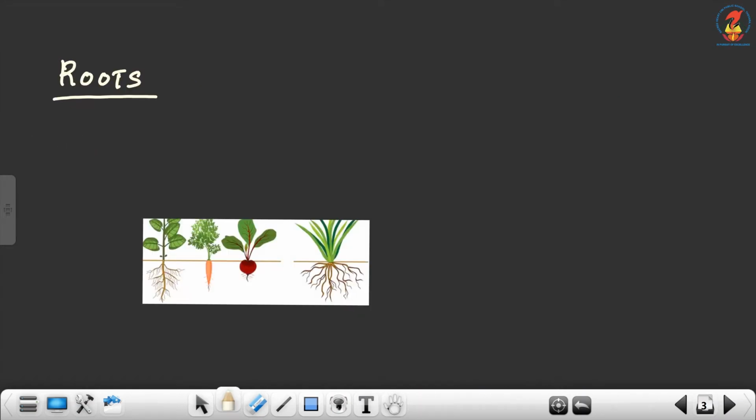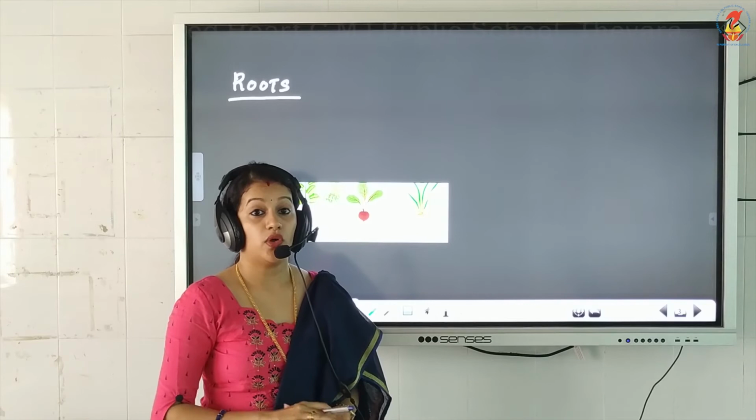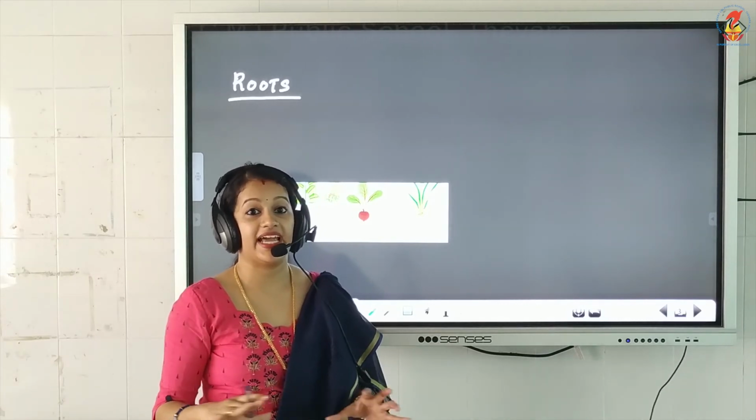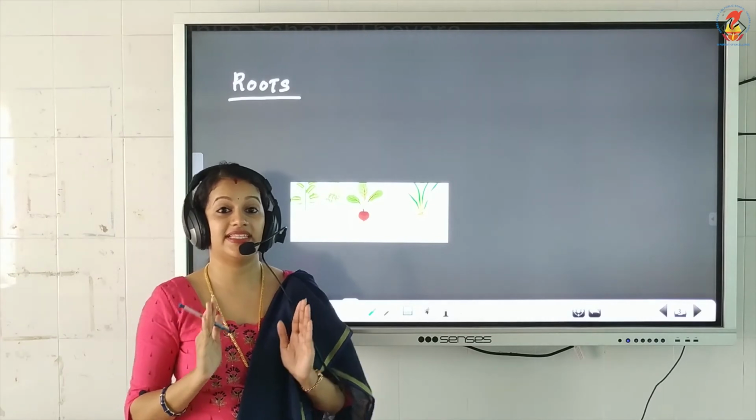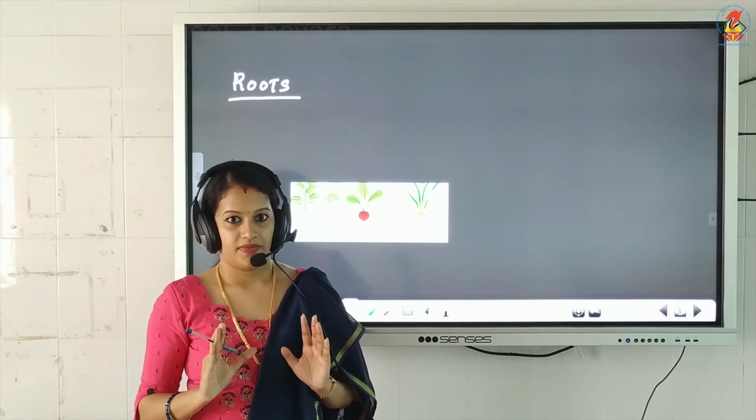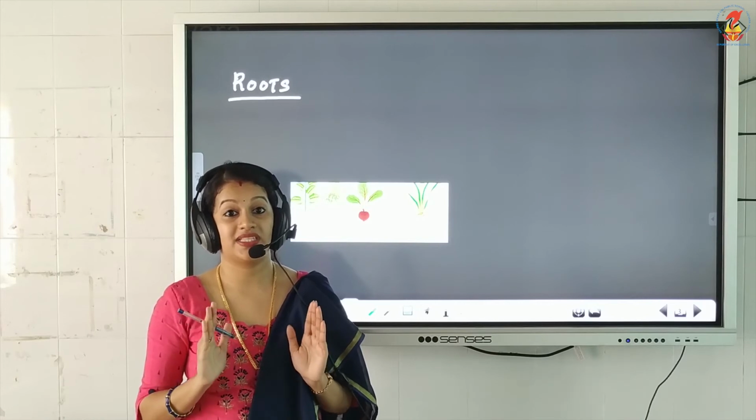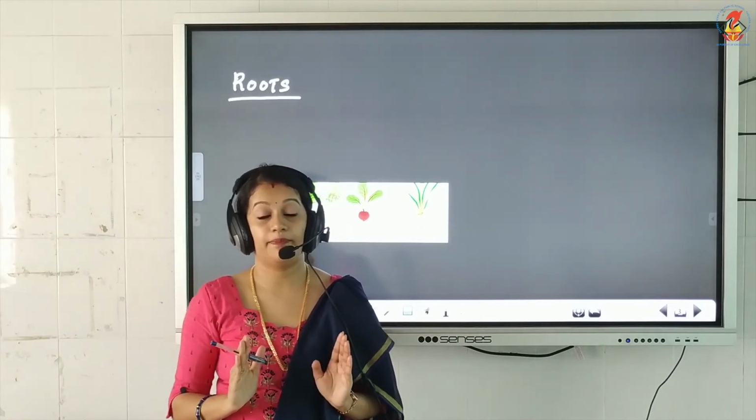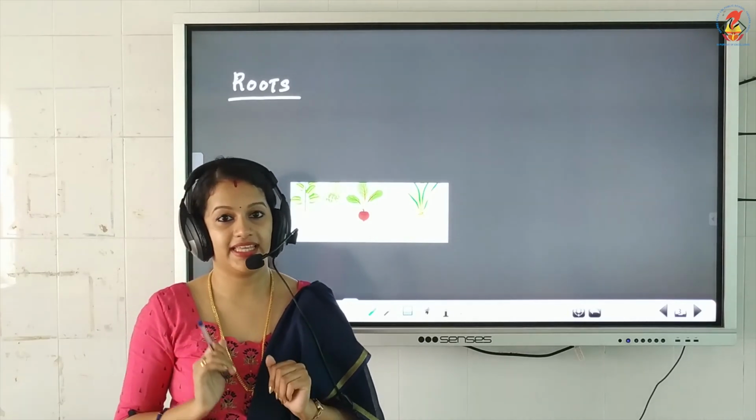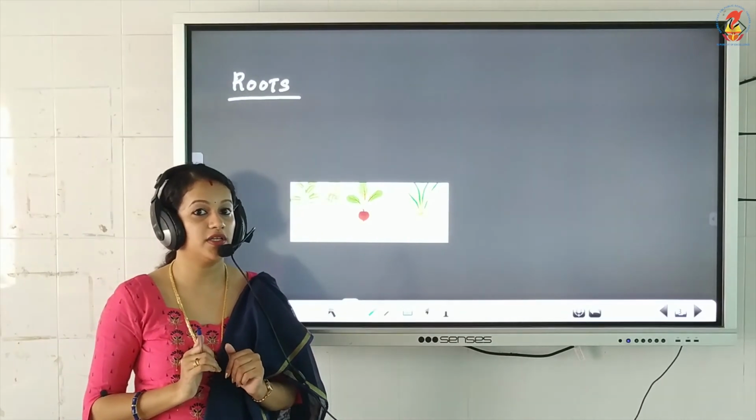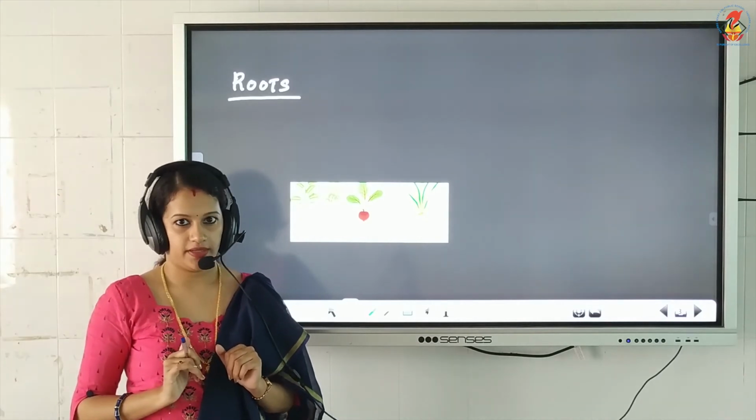So, roots are seen to be growing below the ground, or below the soil. And this root has different functions. You know that roots always spread, isn't it? They spread nicely so that the stem is standing firm. The root is helping the plant to stand firmly in the soil.